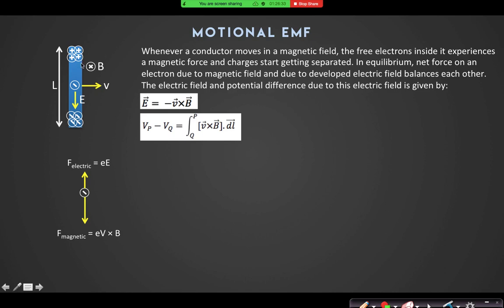And now you can use the same concept that dV equals minus E dot dr. Do you remember this formula? Yes, sir. Right? So the integral of dV is equal to minus of this. Now minus minus will get cancelled out. So I have written that Vp minus Vq is equal to the integral from Q to P of v cross B dot dl. That is the potential difference between these ends P and Q.